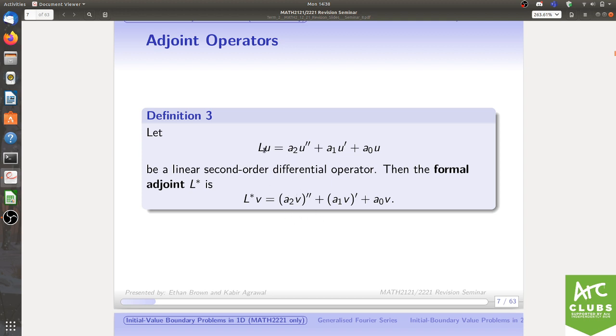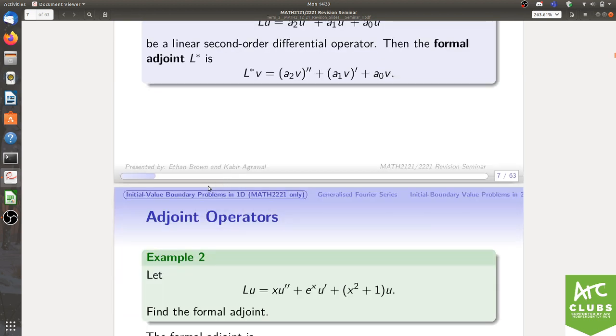So we start off with a linear operator, a2 u double dash plus a1 u dash plus a0 u. And instead, what we're doing is we just place brackets around a2u, a1u, and a0u. So that's basically what the formal adjoint is. It might be a little tricky to remember, but basically just insert brackets over here whenever you're computing the formal adjoint. An important property about the adjoint is that if you take the adjoint of the adjoint, you'll end up with the original thing itself.